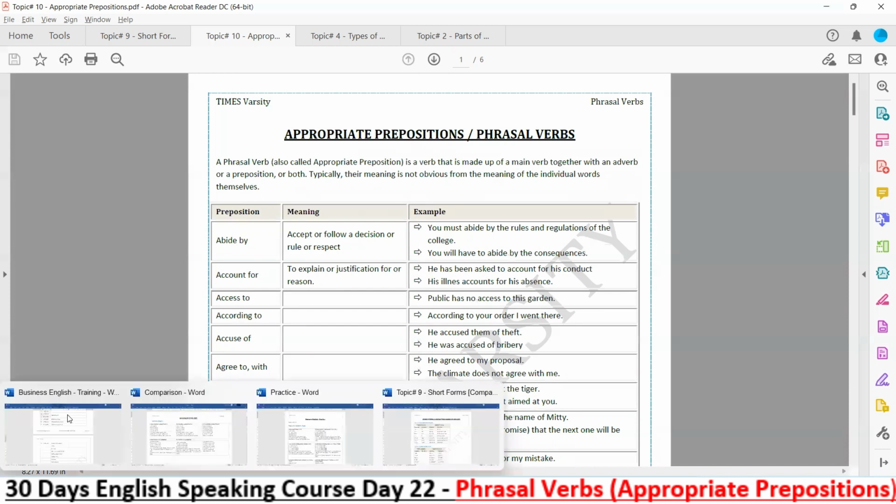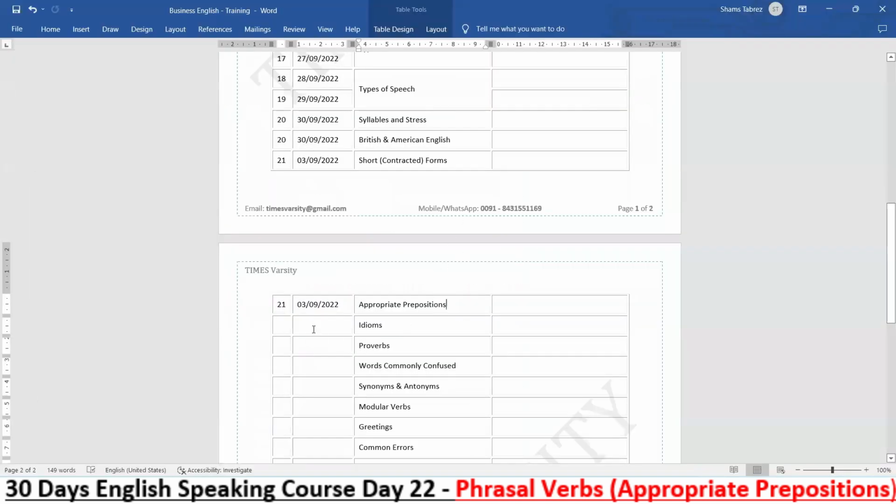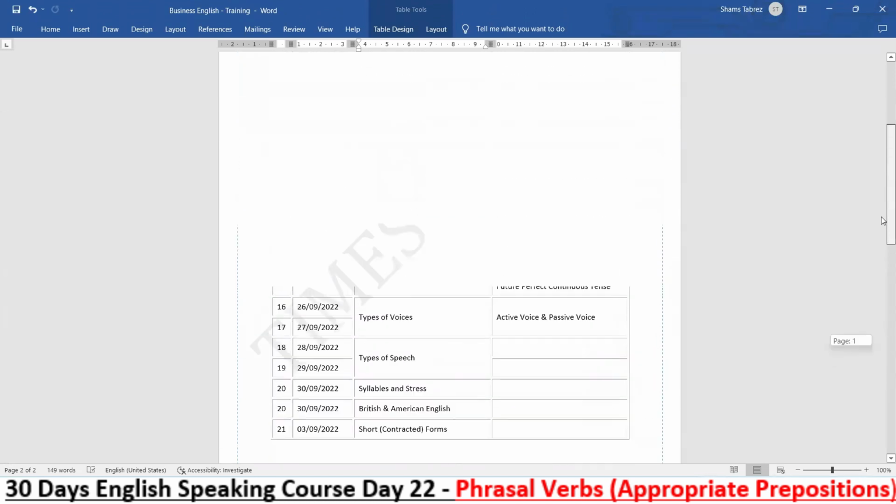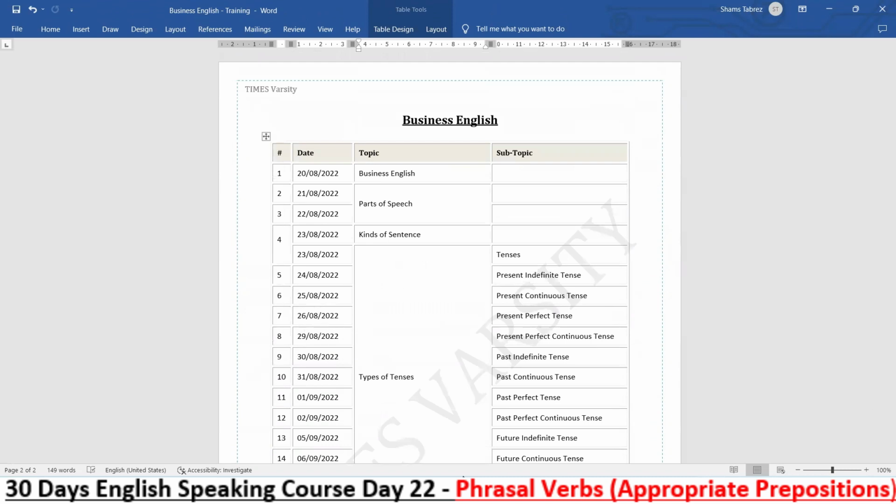So today we discussed short forms and phrasal verbs. Tomorrow we will discuss idioms and proverbs, and then we will be left with words commonly confused, synonyms, modal verbs, greetings, and others. All right. So any question before we conclude today's session?